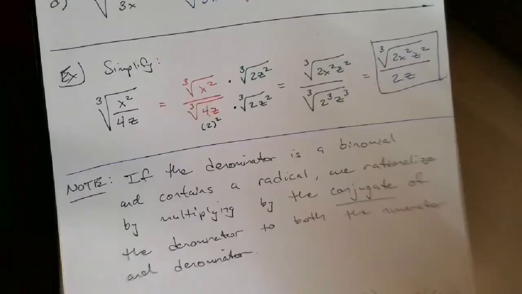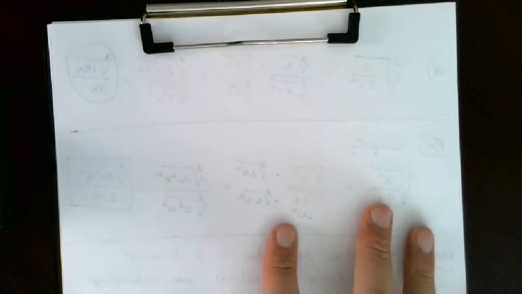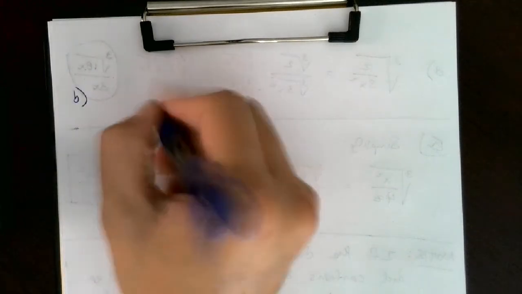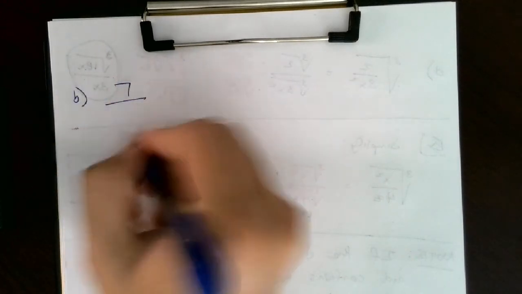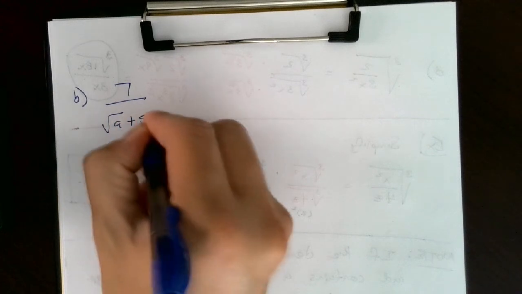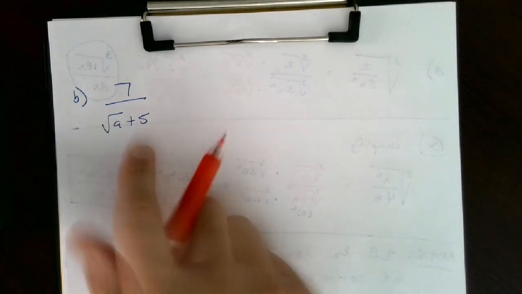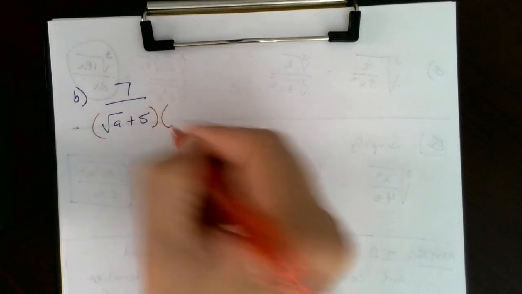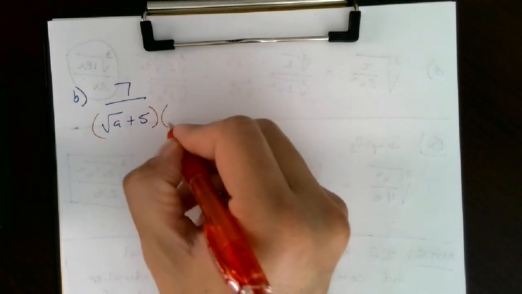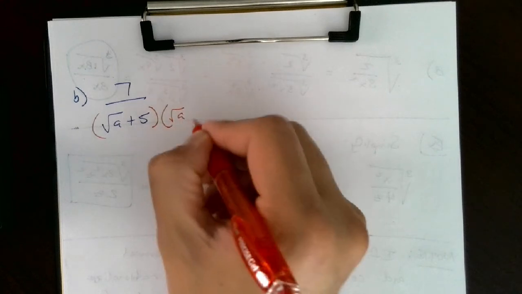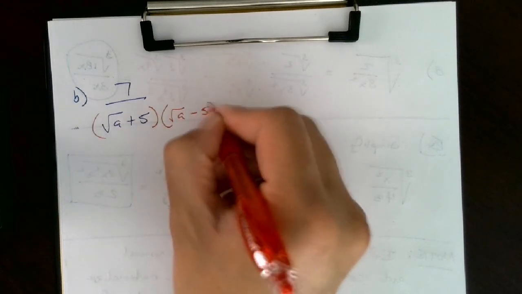Let's take a look at a couple more. If I said I had 7 over the square root of a plus 5. So again, first thing I noticed, I have a radical in the denominator, so I want to rationalize because I have two terms here. I want to multiply by the conjugate to both the numerator and denominator, so I'm going to multiply by the square root of a minus 5.